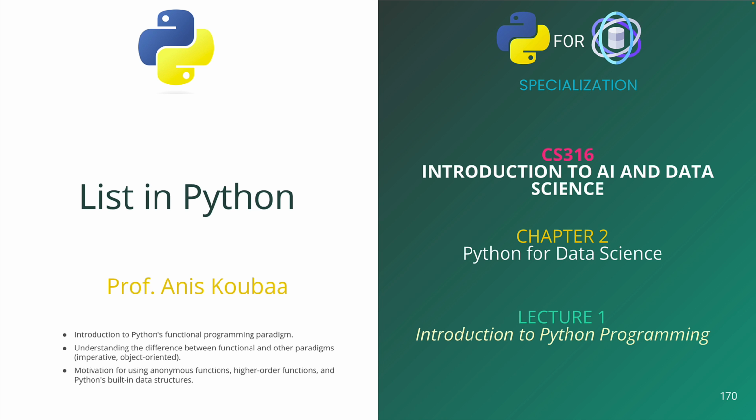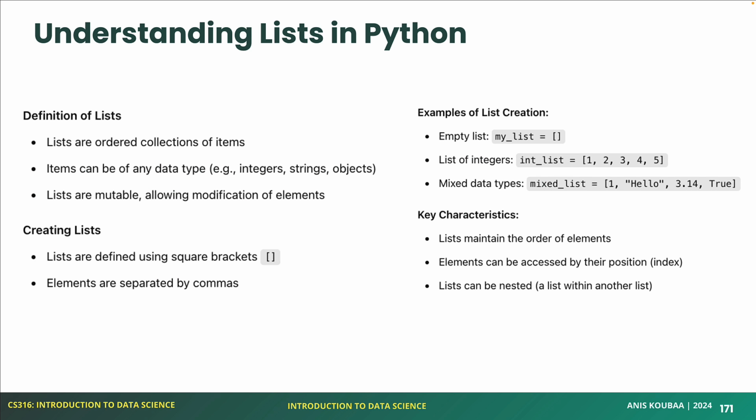So let's start with the first data structure, which is a list. A list is a collection of ordered elements or items. Okay, it can be a collection of any of the data types like integers, strings, or any kind of object. And the list is mutable. It means you can change it. You can add elements, you can remove elements, you can modify an element. And we create a list using square brackets, and the elements are separated by a comma.